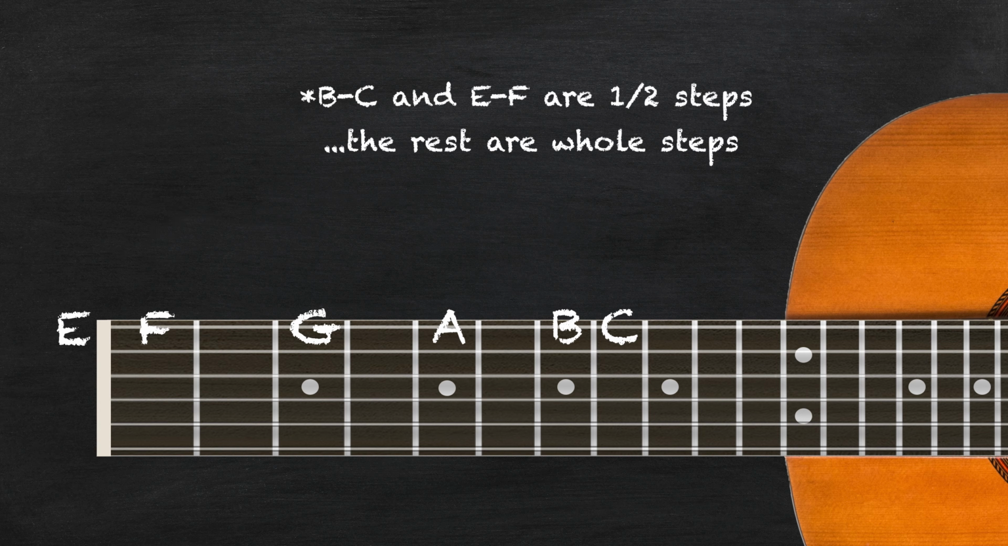Then we skip 1 to get to D, and then again to get to E. Once we get to the 12th fret, we are an octave above where we started, and so the pattern repeats again. But for now, I'd say just to count up to the 12th fret on each string.